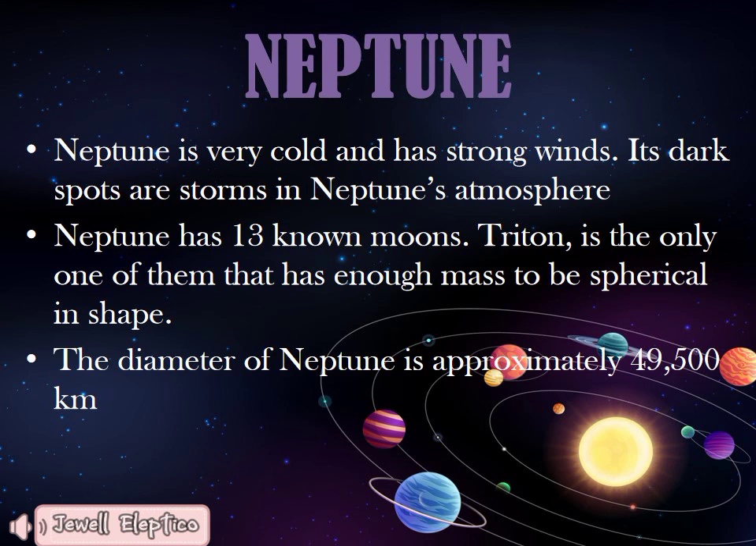The other 13 moons are irregularly shaped, so Triton is also unique in being the only large moon that has enough mass to be spherical in shape. And lastly, Neptune is slightly smaller than Uranus with a diameter of 49,500 kilometers.